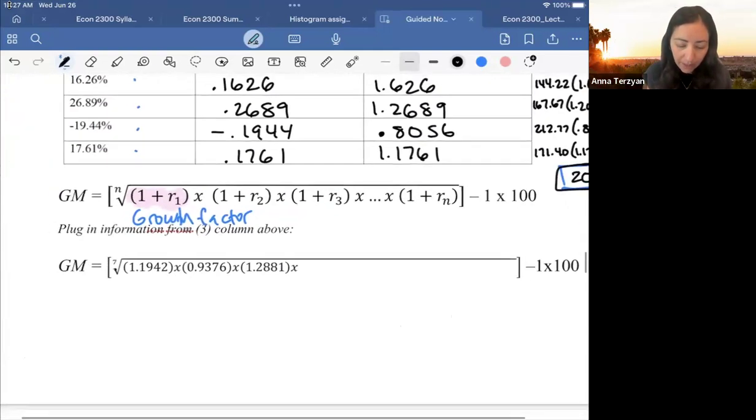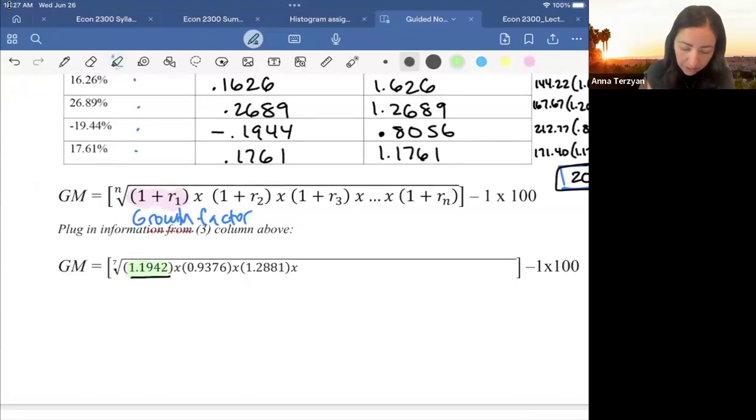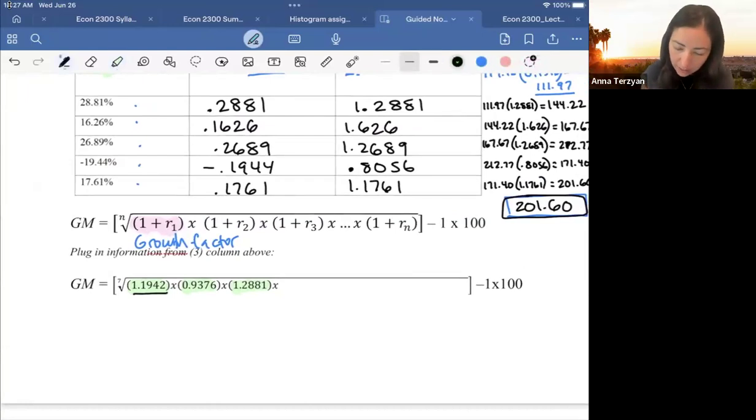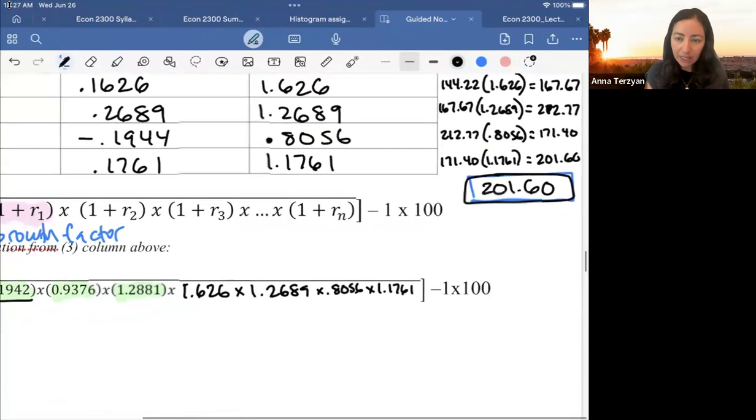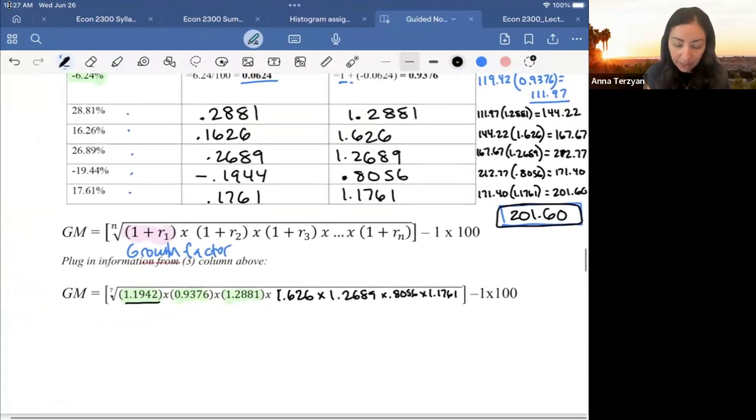Okay, and then we have the first growth rate, the 1.19, the second one, 1.1937, 1.2881. Let's fill in the rest. 1.626 times 1.2689. Wow, this is not going to work out. Times 0.8056, 1.1761. Oh, there we go. It worked out. Okay, so all you're going to do is get the product of that.